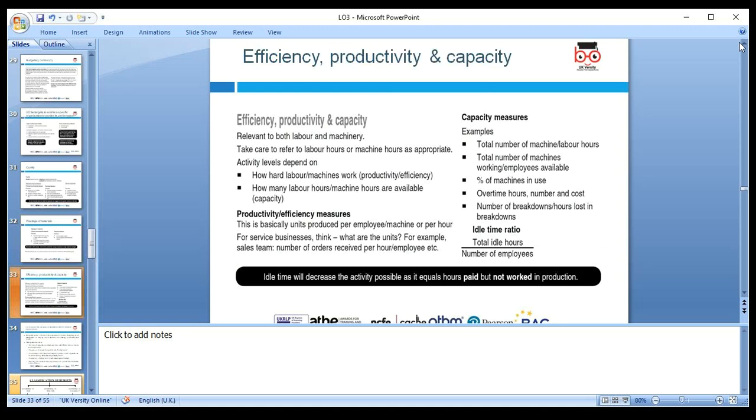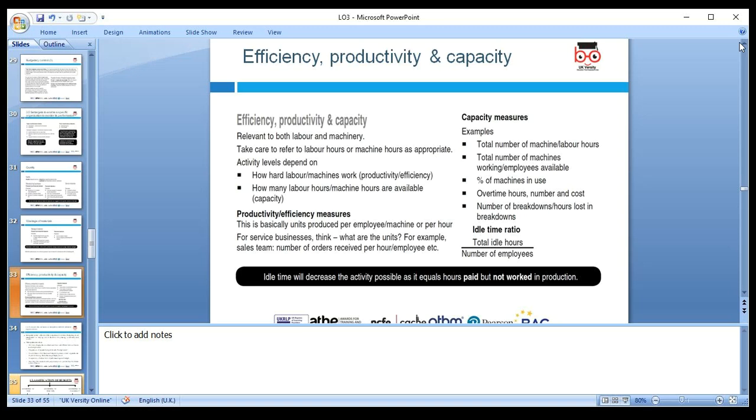So efficiency, productivity, and capacity. Efficiency and productivity are relevant to both labor and machine, and refer to labor hours and machine hours as appropriate. Activity level depends upon how hard labor and machines work, the productivity and efficiency, and how many labor hours and machine hours are available. Productivity and efficiency measure basically the units produced per employee or per machine. And capacity measures the number of machine hours.